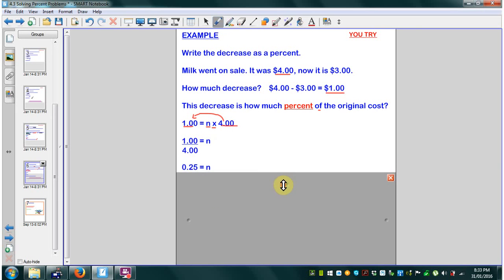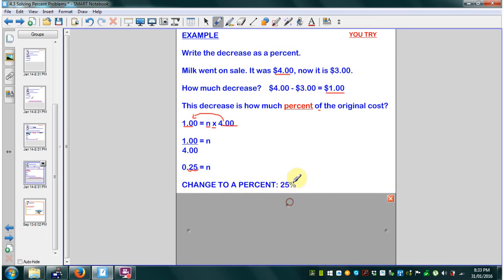1 divided by 4 is 0.25. That's our n, but we want it as a percent. So we have to move our decimal 2 places to the right and add our percent sign. So the price decreased by 25%.